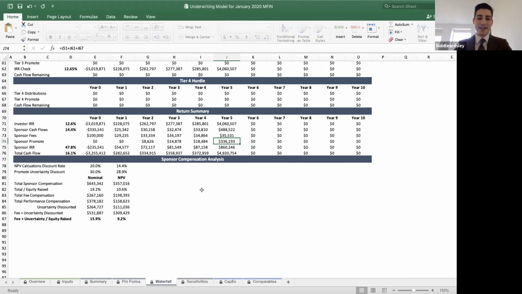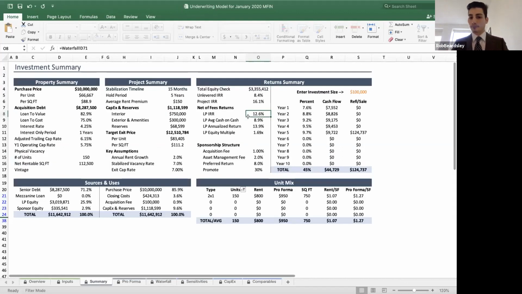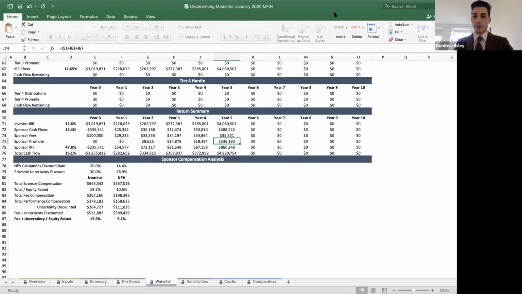Okay, great. So back to the leverage of the promote. You can see the crazy change in the promote here. And all we did was change the sale price from a 6.5 cap to a 7 cap, which is a big difference. But nonetheless, the investors only received a 2.5% change in their IRR net. But you as the sponsor almost halved your promote. So that's why we have to assess an uncertainty discount.